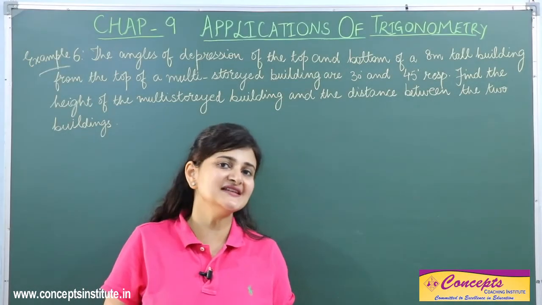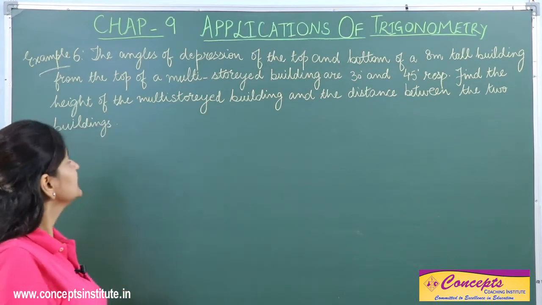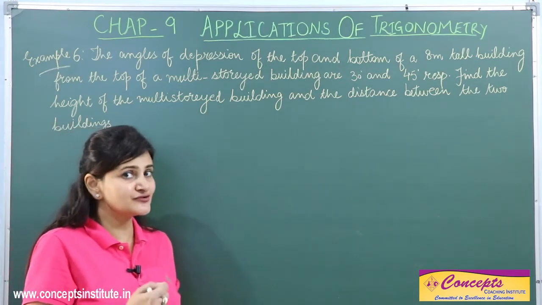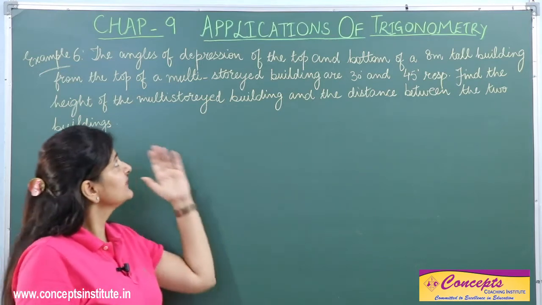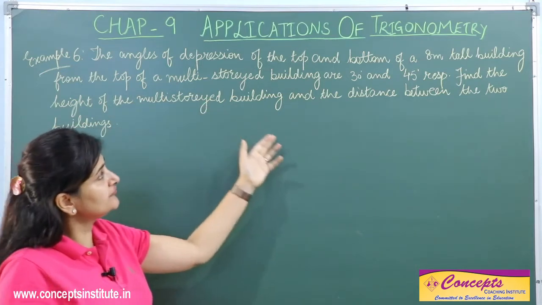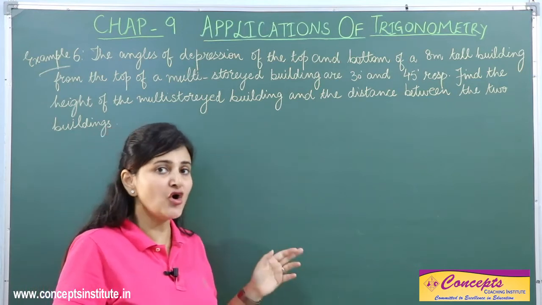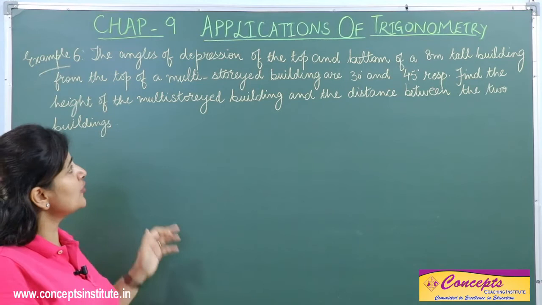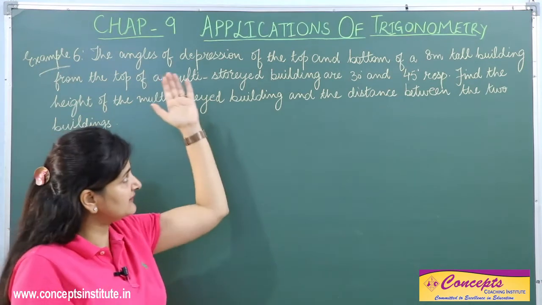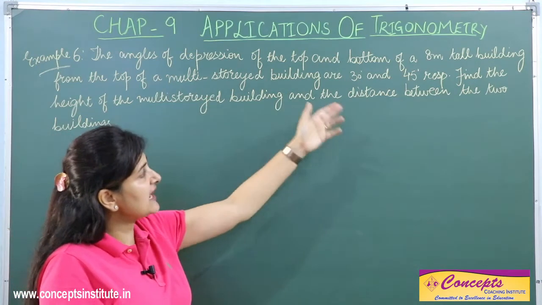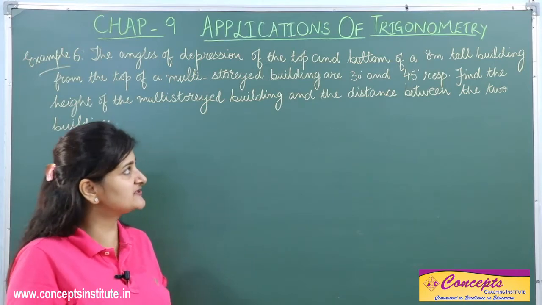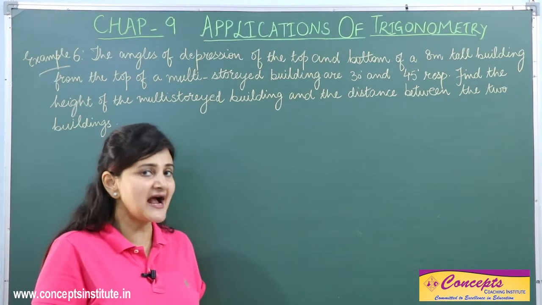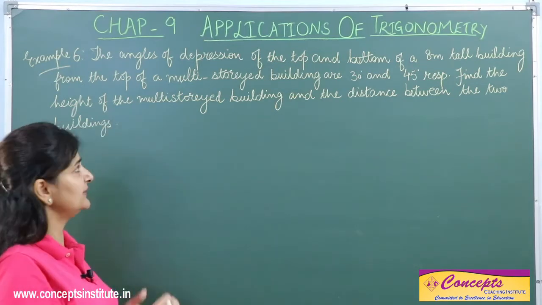Right students, so let's look at example 6. The question is on the angles of depression. The angles of depression of the top and bottom of a 8 meter tall building from the top of a multi-storied building are 30 degree and 45 degree respectively. Find the height of the multi-storied building and the distance between the two buildings.